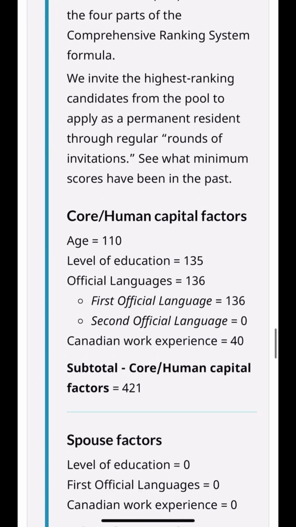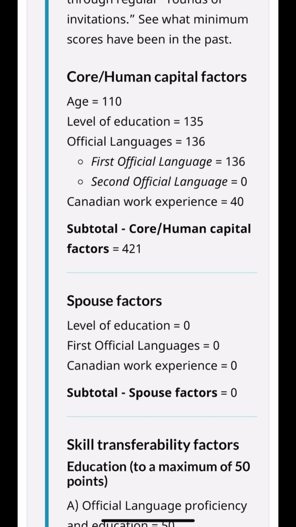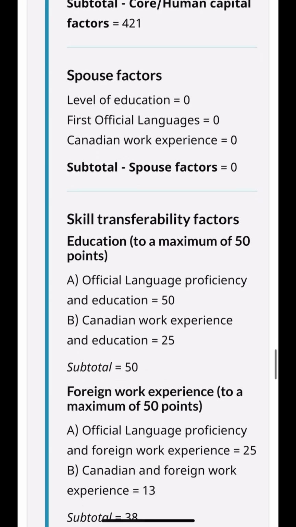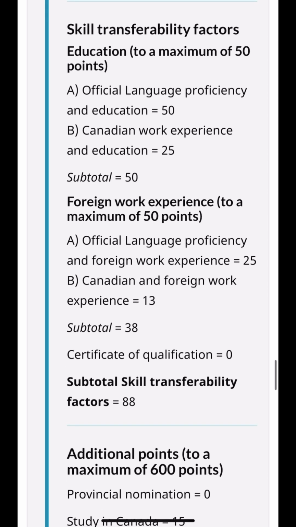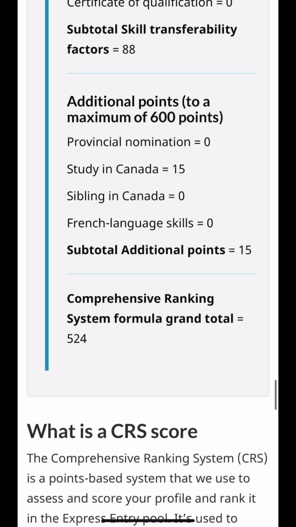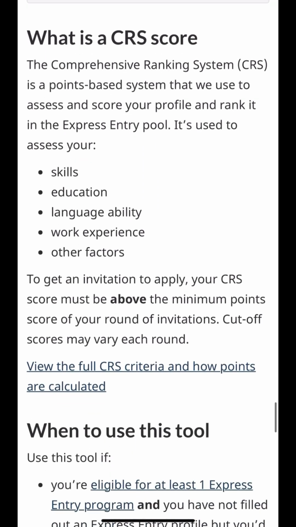Then calculate your score. Your score will be based on human capital factors, that is level of education, age, official languages, spouse factors, skill transferability factors, and foreign work experience factors. As I mentioned, I gave no to all the additional points, which include 600 provincial points, and my total CRS points is 524 now. So basically, CRS is based on skills, education, language ability, work experience, and other factors. That's how we check the CRS score.